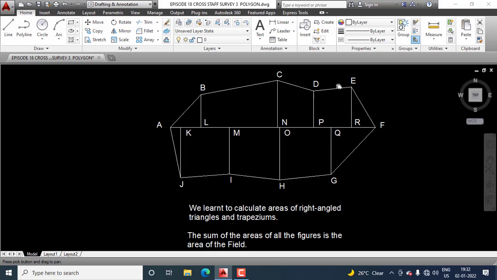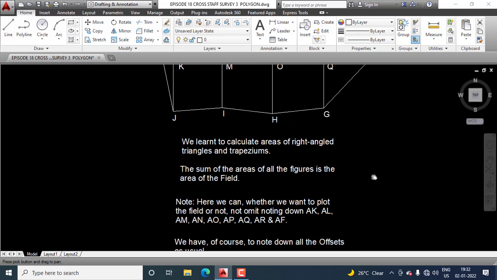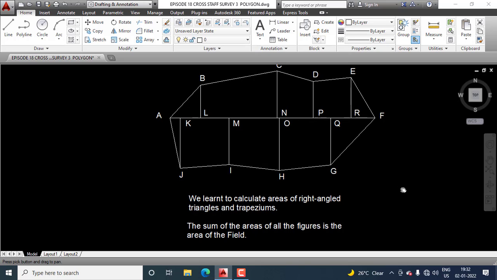A, B, C, D, E, F, G, H, I, J, A. Whether we want to plot this figure or not, we must note down the chainages of K, L, M, N, O, P, Q, R also. Of course, we have to note down the lengths of these offsets also.